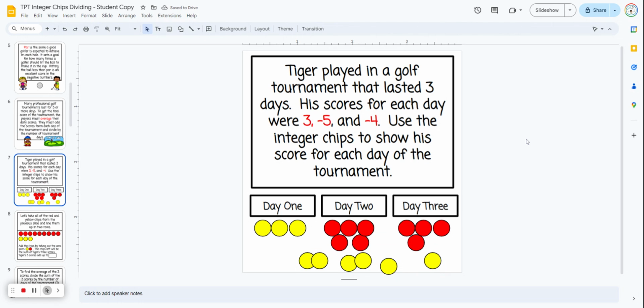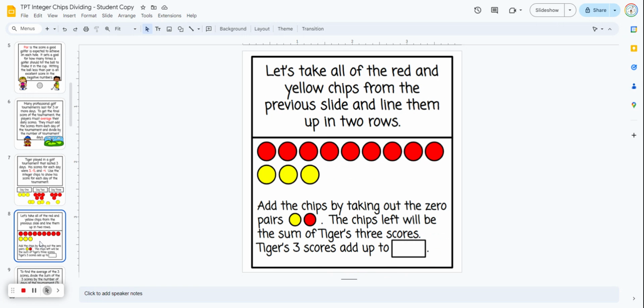Now we want to add all 3 days together. So if we look at the chips, we see that there are 9 red and 3 yellow. We want to add them together. So on the next slide it shows how to do that. We've taken the 9 red chips and the 3 yellow chips and lined them up. So that way we can add them together and take out the 0 pairs. So here if we take out these 3 0 pairs, we're left with a total of negative 6. So students are going to type in negative 6.